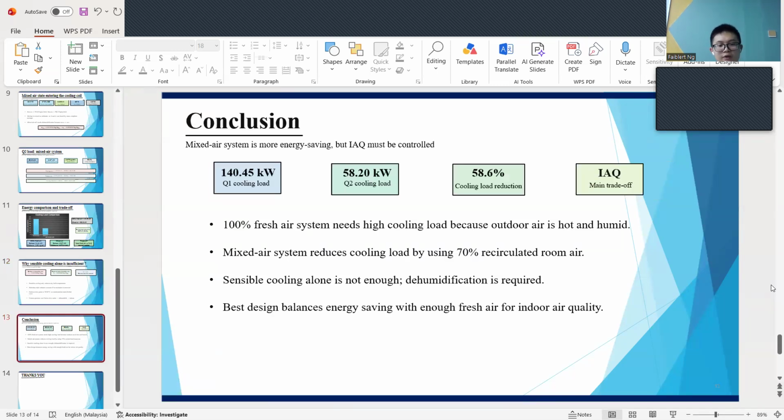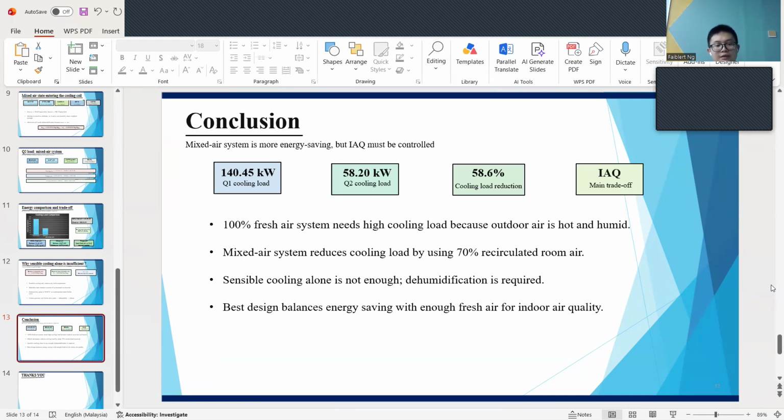In conclusion, the 100% fresh air system requires a high cooling load because the outdoor air is hot and humid. For question 1, the cooling load is 140.45 kW and the reheating load is 21.64 kW. For question 2, the mixed air system uses 30% outdoor air and 70% recirculated room air. This reduces the cooling load to 58.2 kW. The cooling reduction is 82.25 kW or 58.6%. This shows that the mixed air system is more energy efficient.